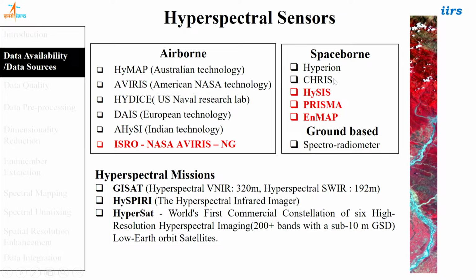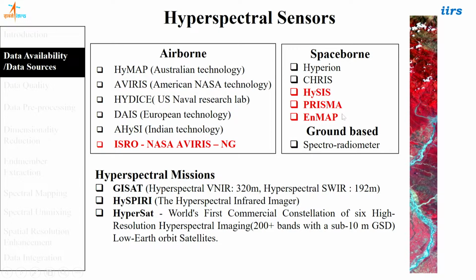Compact High Resolution Imaging Spectrometer is one of the sensors placed on the Proba 1 satellite. This sensor has multi-viewing capability, and it can view from 5 different angles: plus 55 degree, plus 36 degree, 0 degree, minus 36 degree, and minus 55 degree.